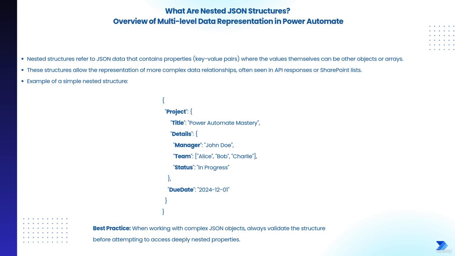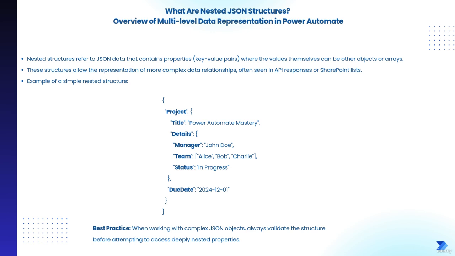What are nested JSON structures? Nested structures are essential for organizing complex data hierarchies. Think of JSON as a way to represent data in a structured format where each piece of information can be related to others. For instance, consider a project management application where each project has a title, a manager, and a list of team members. This information can be represented in a nested JSON format.